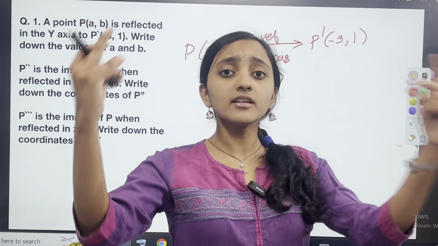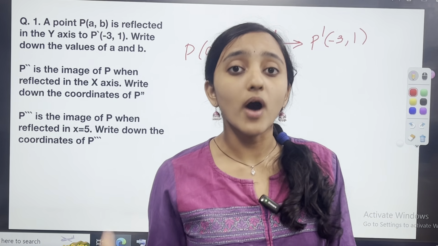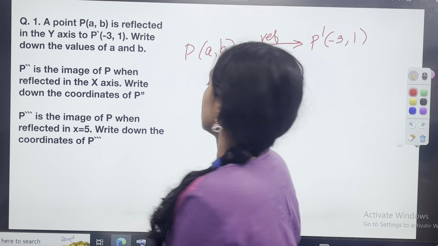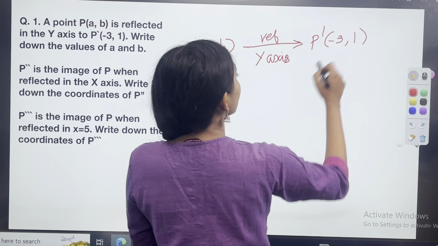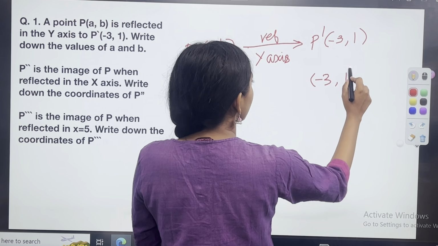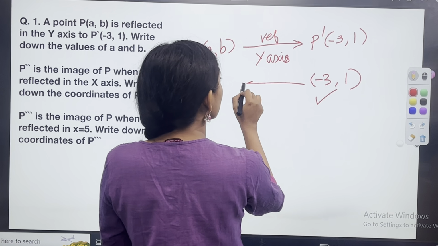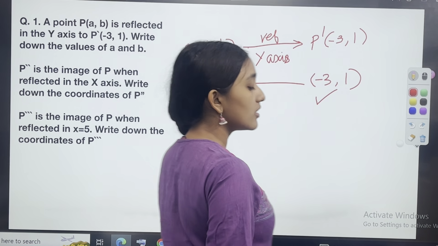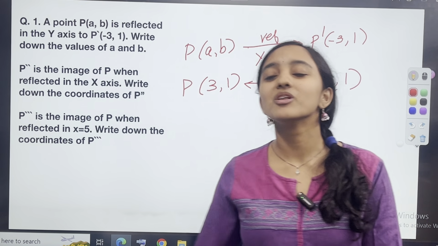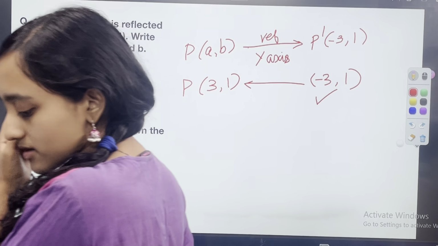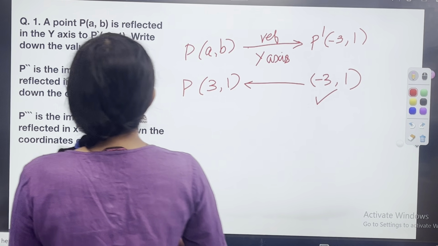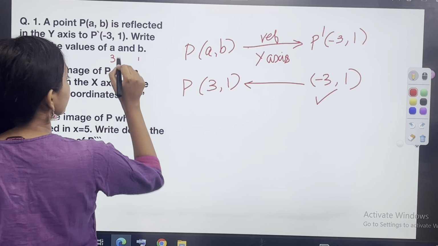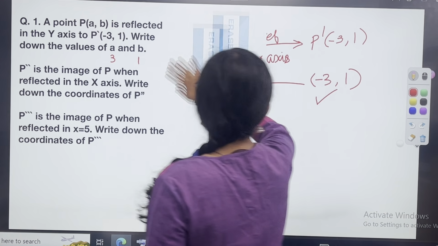Okay, listen. If a point is reflected along the y-axis, then the x-coordinate will change its sign. You guys know this. You guys are smart kids. So, if you have minus 3 comma 1, that means only the x-coordinate has changed its sign. So, therefore, this will be 3 comma 1. So P's coordinate will be 3 comma 1. Yes, am I right? Yes. Okay, so this will be A is equal to 3, B is equal to 1. Okay, let us go to the next part.